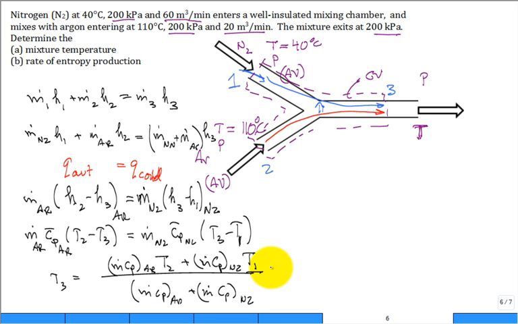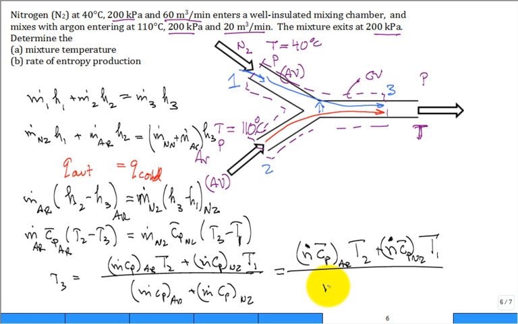Somebody says, oh, I like to work in molar flow rates. No problem. The molar flow rate times Cp bar for the argon times the inlet temperature of the argon plus the molar flow rate times the Cp bar of the nitrogen times the inlet temperature of the nitrogen, divided by n dot Cp bar of the argon plus n dot Cp bar for the nitrogen.